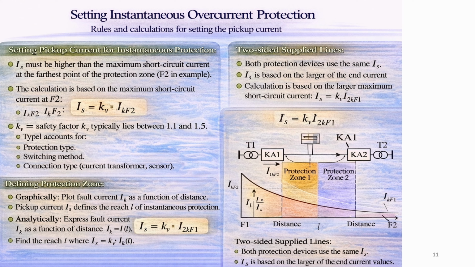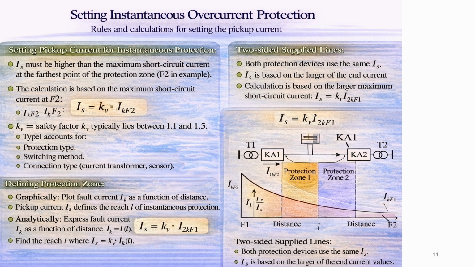For this reason, the pickup current is calculated by the formula, where I_k,max at F2 is the maximum short circuit current at the point F2, and the second value is the safety factor. The safety factor accounts for protection type, switching mode, and connection through the current transformer and sensors.